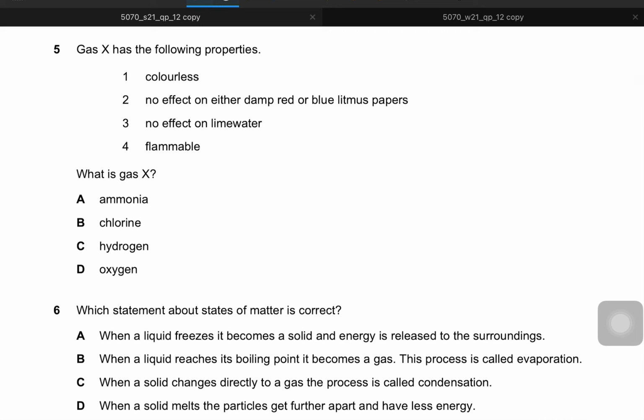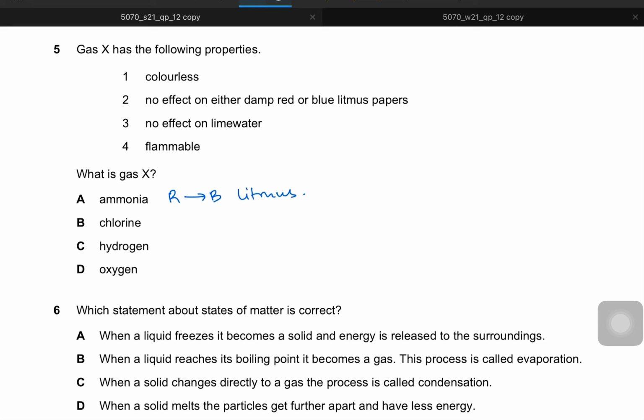Gas X has the following properties. It's colorless, no effect on either damp red or blue litmus paper, so it's not acidic or basic. No effect on limewater, definitely not carbon dioxide. It is flammable, so it is some kind of organic compound or could be combusted. Ammonia turns red litmus to blue litmus.